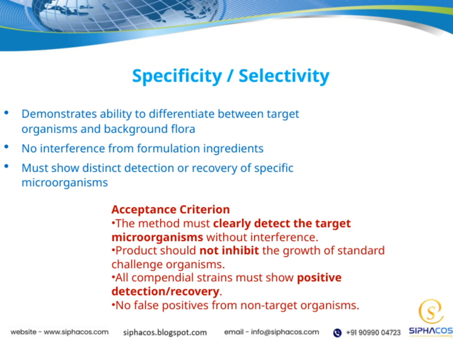Finally, the method must show a clear, distinct detection or recovery of specific microorganisms. This clarity helps us confidently interpret the results, ensuring the method's reliability and specificity. All these points, specificity and selectivity, are fundamental because they underpin the overall accuracy and reliability of our microbial detection process, which is essential for quality control and safety assurance.